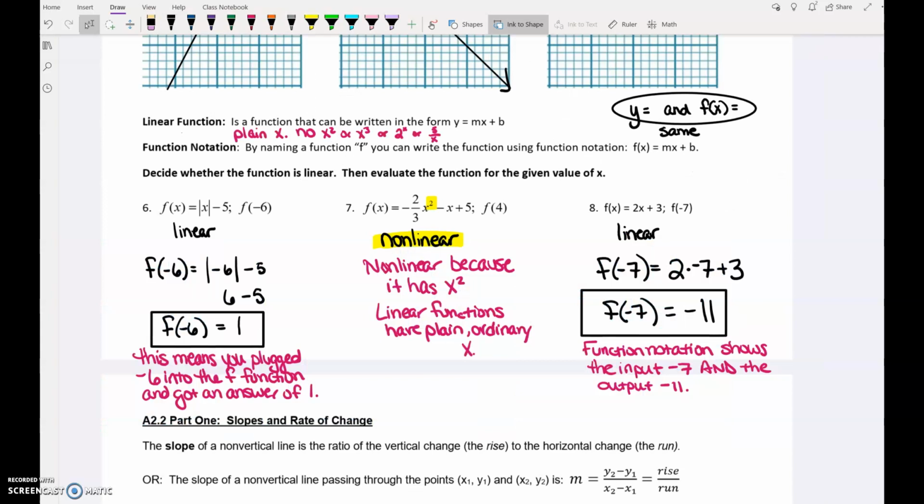We ran out of time, so here's some information about linear functions and function notation. Make sure you look at all of this.